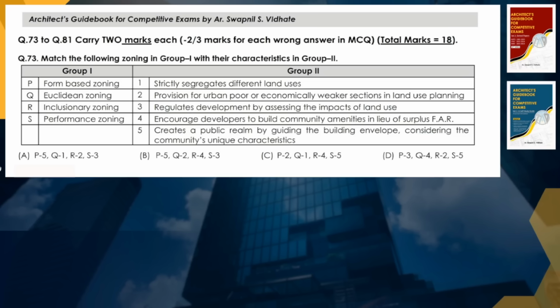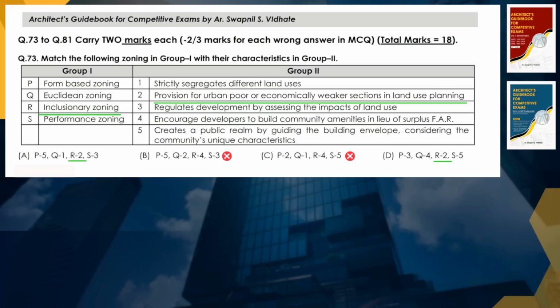Question 73 onwards, these are the 2 marks questions. In case of MCQ, again negative marking of 2/3. The first few questions are again match the pair questions. Question 73, match the following zoning in group 1 with their characteristics in group 2. In group 1 they have mentioned form based zoning, then Euclidean zoning, inclusionary zoning, and performance zoning. In group 2, their characteristics have been mentioned.